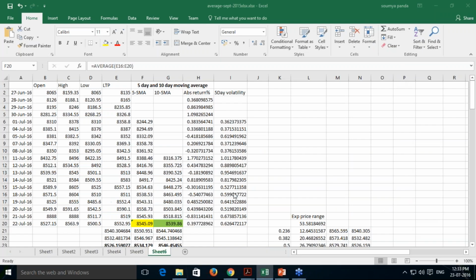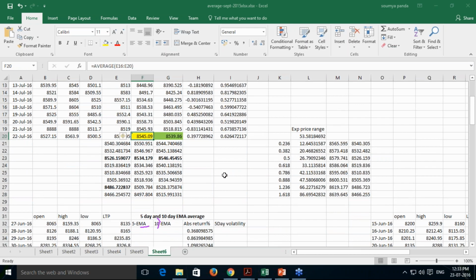So if moving average crossover says that if the short-term moving average is greater than the long-term moving average, the trend is up. So I have taken 5 days and 10 days. So the 5 days moving average is greater than the 10 days moving average, hence the trend is up. So this is what you are getting to know. But how long will the trend be up? When is this trend going to get saturated, that information you are not getting.